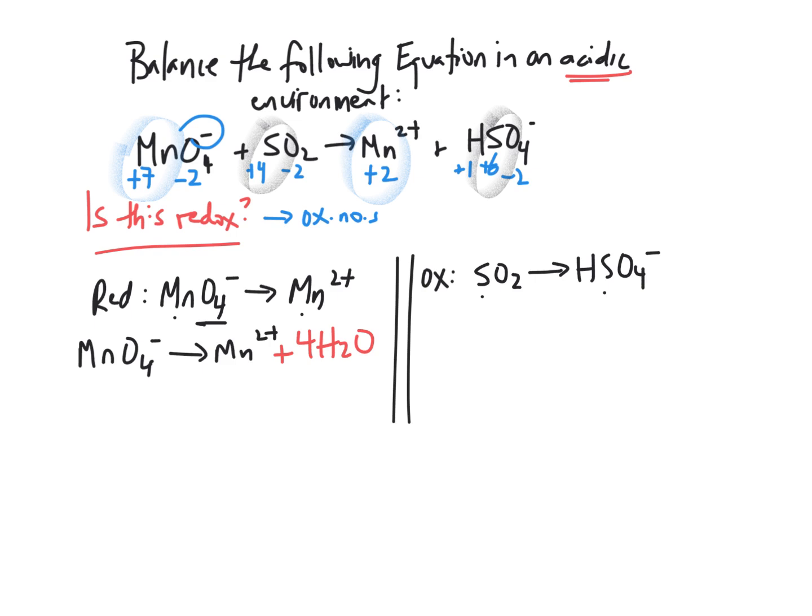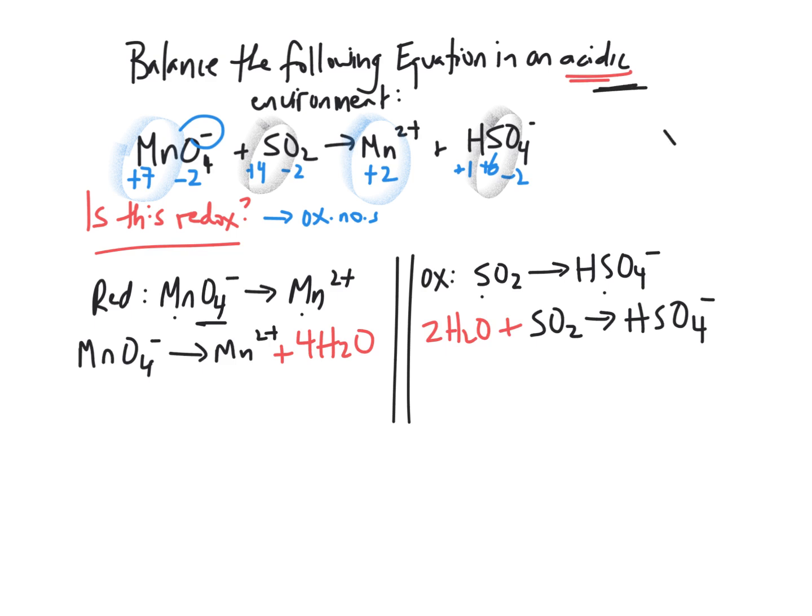On the other side, over here in the oxidation half reaction, we actually need 2 waters on the left-hand side. We need 2 extra oxygen atoms, and you should see that you've got 2 extra oxygen atoms on the right because you've got SO4. So we need 2 oxygen atoms there. Now the oxygens are balanced. We're going to move on to hydrogens.